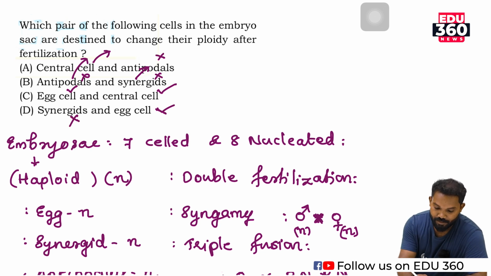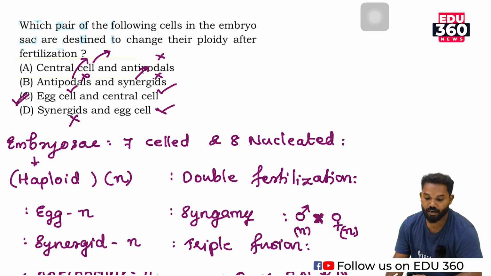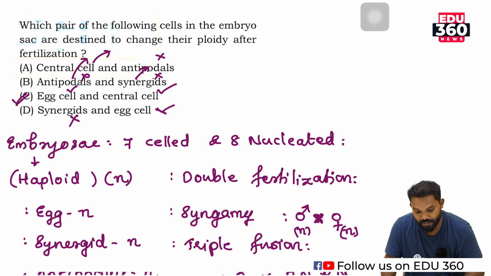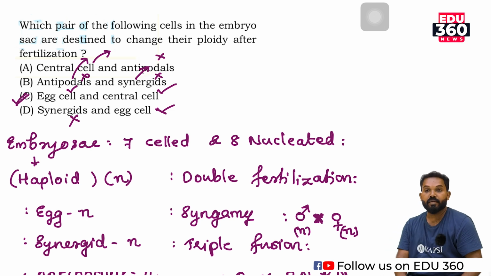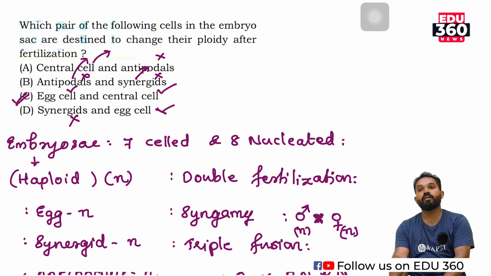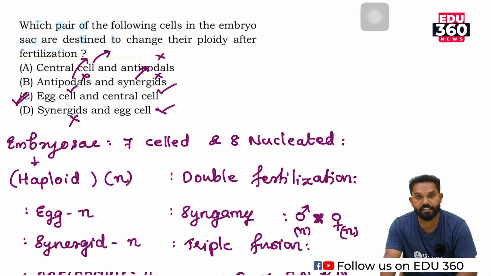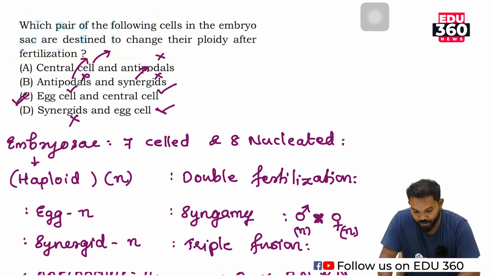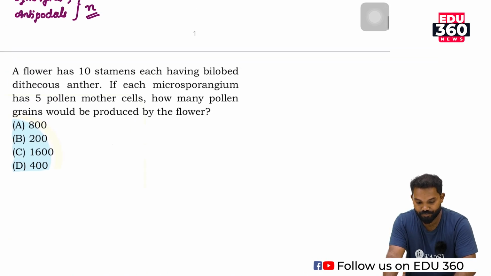So here the answer is egg cell and central cell, option C. Egg cell and central cell change their ploidy after fertilization, or double fertilization. Answer is C. Okay. Moving to the next question.